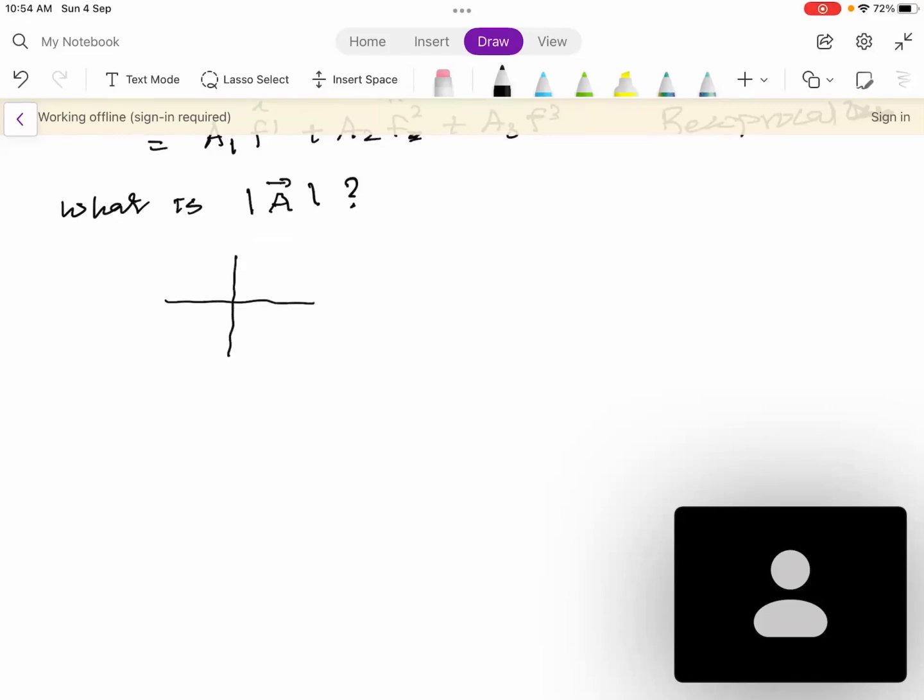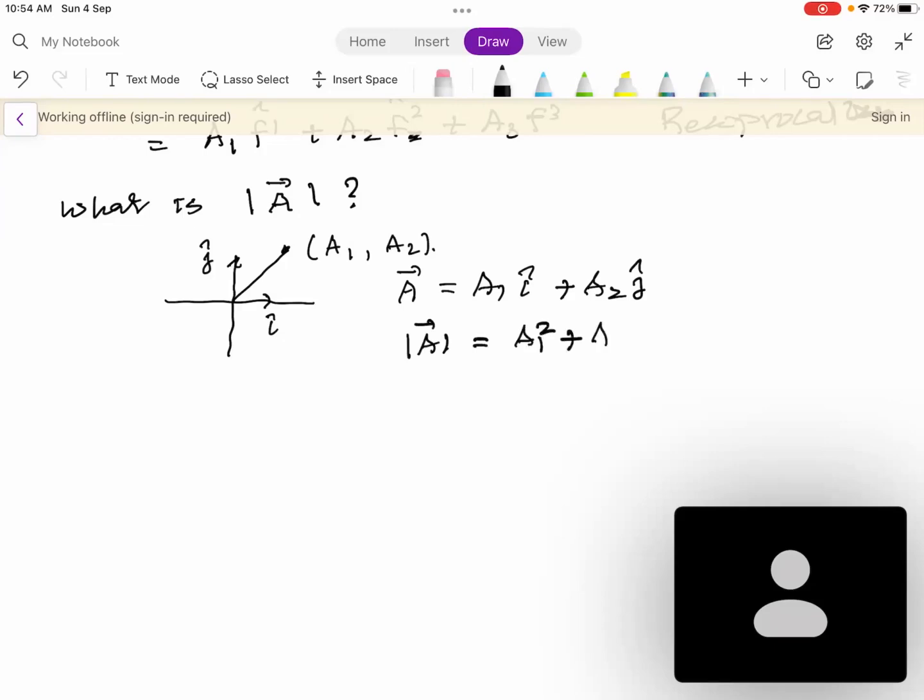Suppose I have a two-dimensional vector, and let's say I have a coordinate system. This is i cap and this is j cap. And if I have a vector whose elements are, let's say, A1 comma A2, then in this coordinate basis, I write A as A1 i cap plus A2 j cap. Now I know that the modulus of A is the square root of A1 square plus A2 square. Correct. So this is what we know if we have an orthogonal coordinate system.